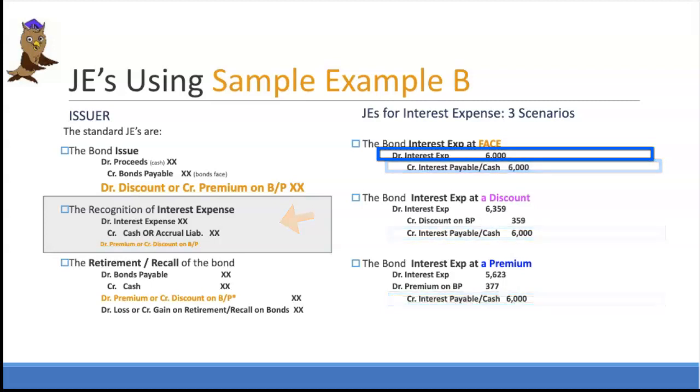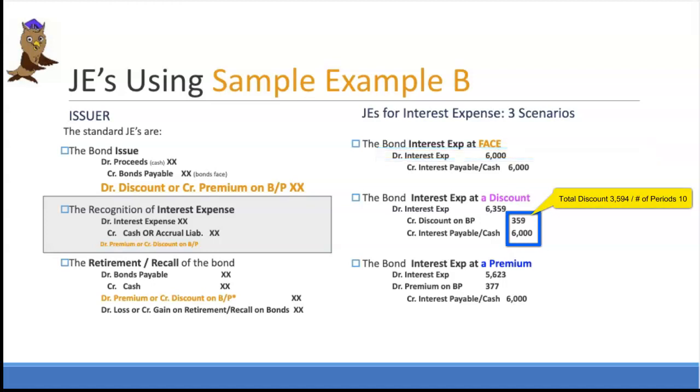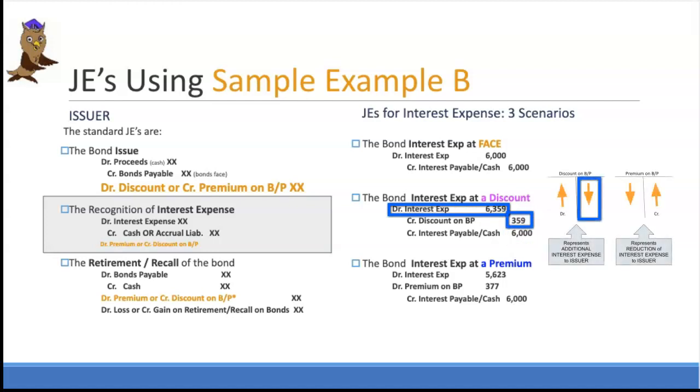When bonds instead are issued at a discount, the interest expense is the sum of the interest of $6,000 coming from the interest payment and the discount amortization amount of $359, calculated using the straight line method. Remember that this is based on a total discount of $3,594 divided by 10 periods. Therefore, interest expense is debited for $6,359, and the discount on bonds payable account is credited for $359, reducing its balance.